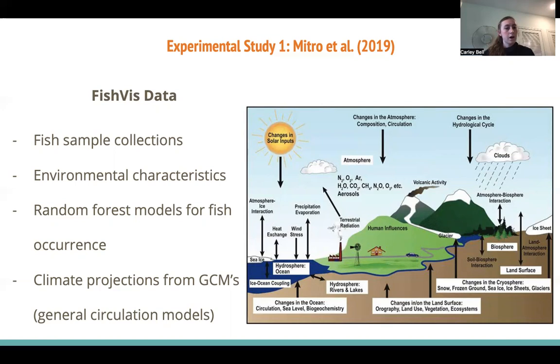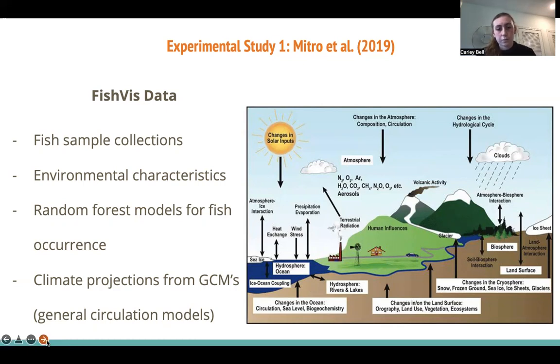So then they use random forest models for fish occurrence, which is just an algorithm that shows how much fish will occur based on the abiotic conditions around, based on all of the things that ecologists know so far. And then all of that is put into the system along with what we call general circulation models, or GCMs, that will predict the climate change into the future, so that we have a general idea of how fish will be affected by this.